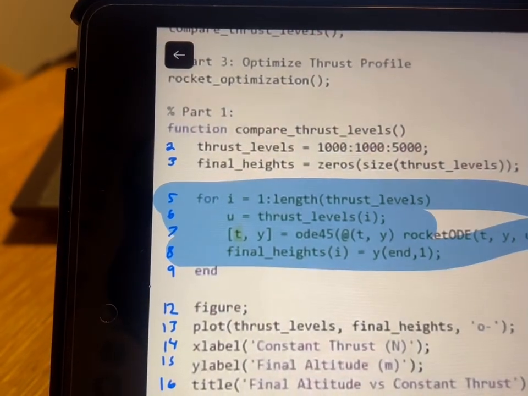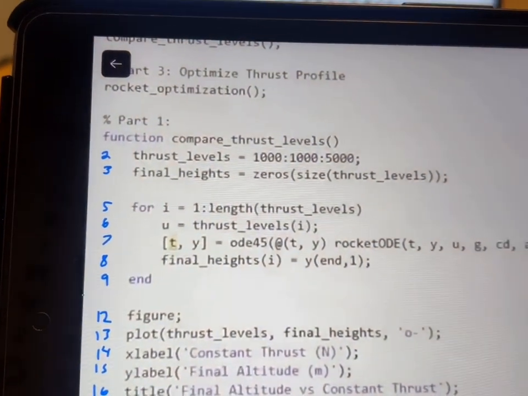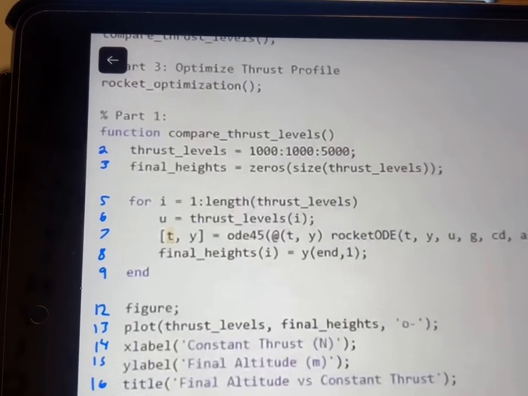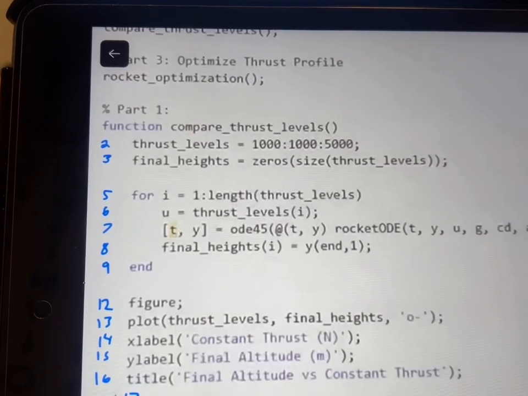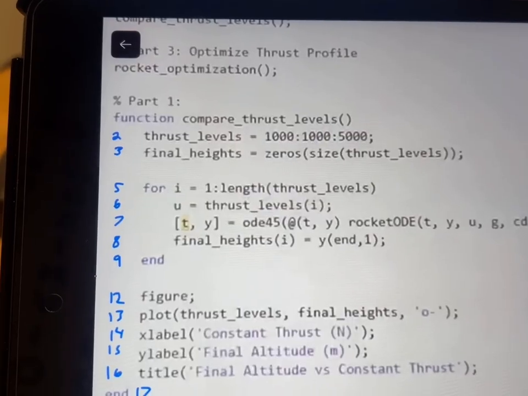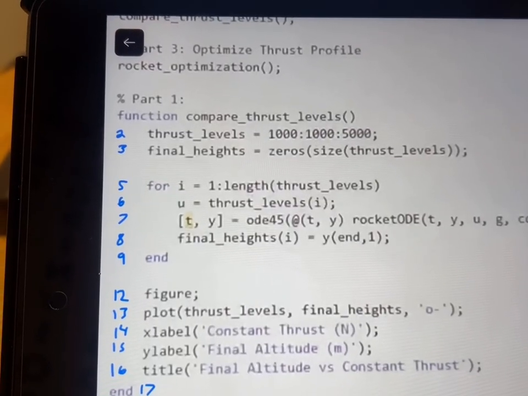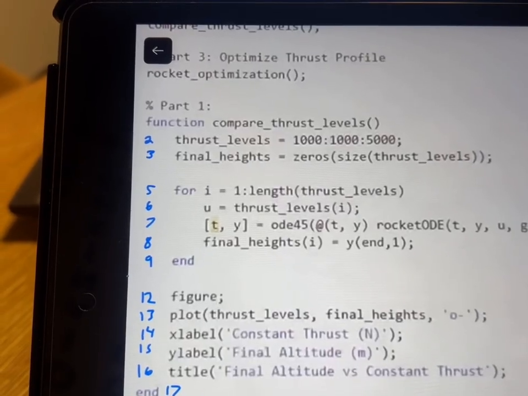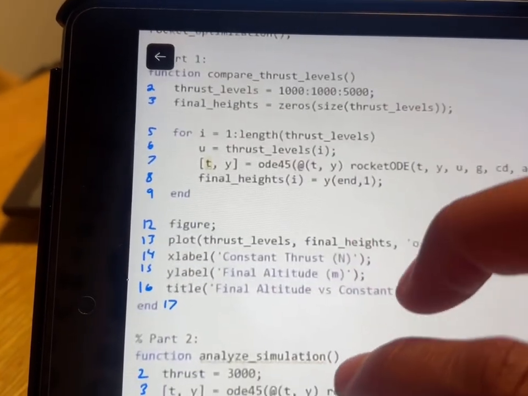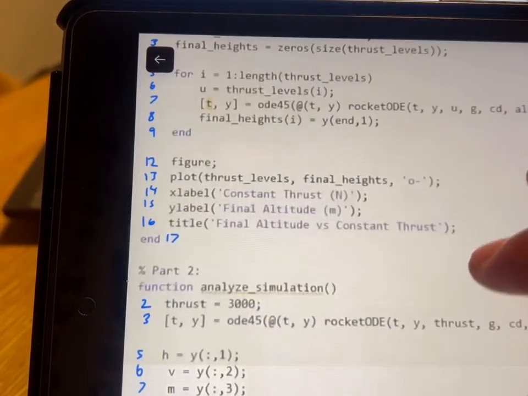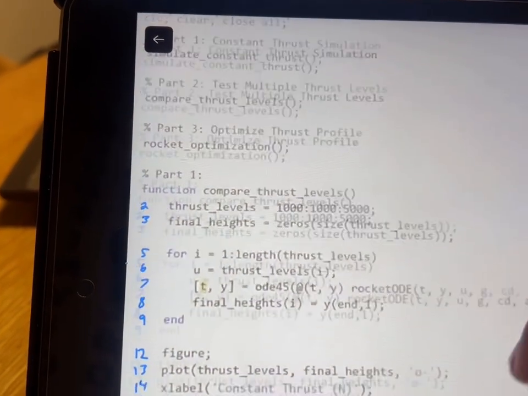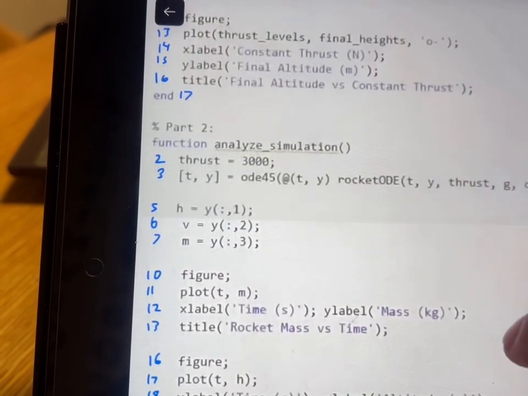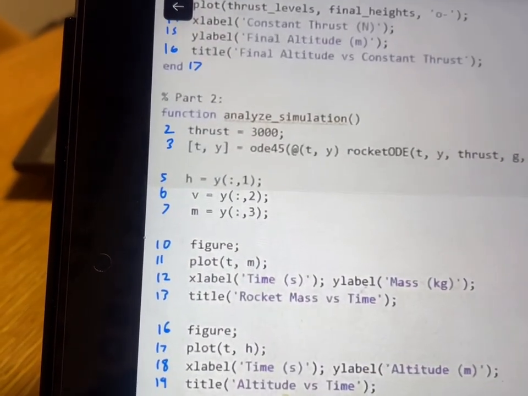I like these lines right here. Basically, for each of the thrust levels, what we're doing is we're simulating the rocket using the ODE45 function with that respective constant thrust. And then we're also recording the final height from the output trajectory. And this is just general code for clarifying and classifying and for formatting. That leads us into part 2.